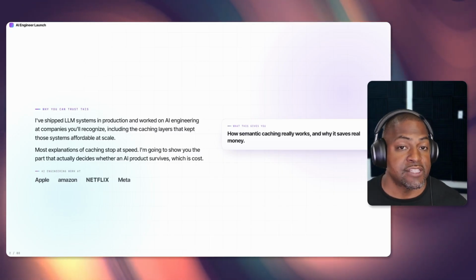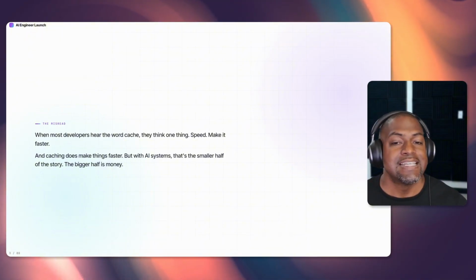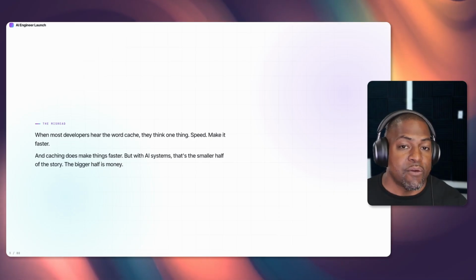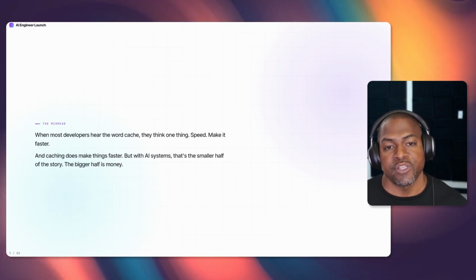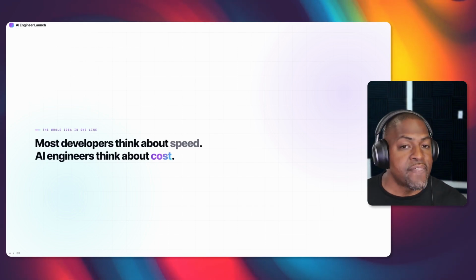Most explanations of caching stop at speed. When most developers hear the word cache, they think one thing: speed. Make it faster. And caching does make things faster. But with AI systems, that's the smaller half of the story. The bigger half is money. Most developers think about speed. AI engineers think about cost.